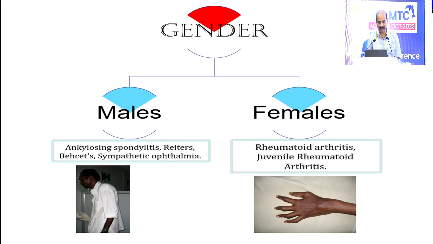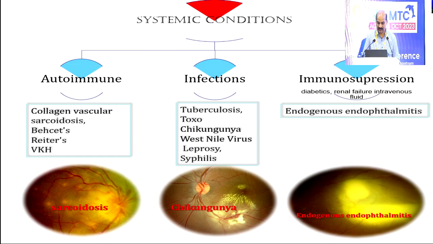In males, think more in terms of ankylosing spondylitis, Reiter's, Behçet's and sympathetic ophthalmia, as males are more prone to injuries. In females, again it is immunological: rheumatoid arthritis, JRA.